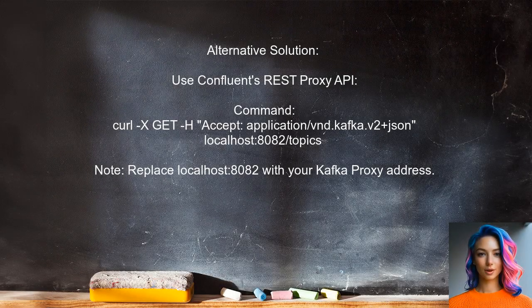Let's take a look at an answer from another user. An alternative solution provided by another user involves using Confluent's REST proxy API. You can list Kafka topics by sending a GET request to the proxy address.